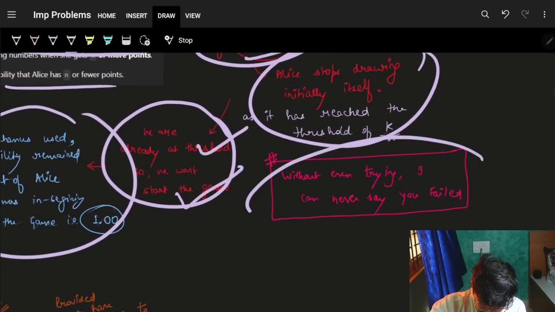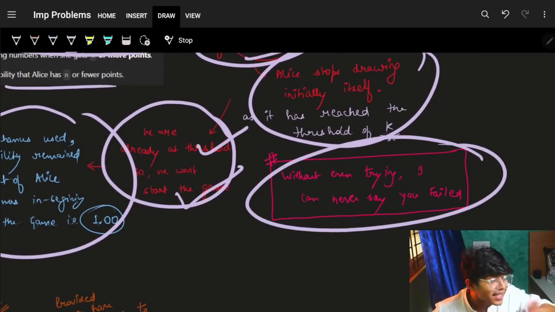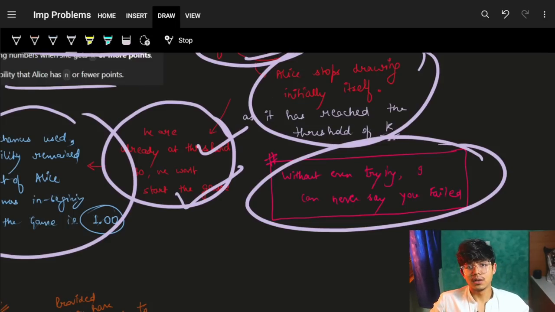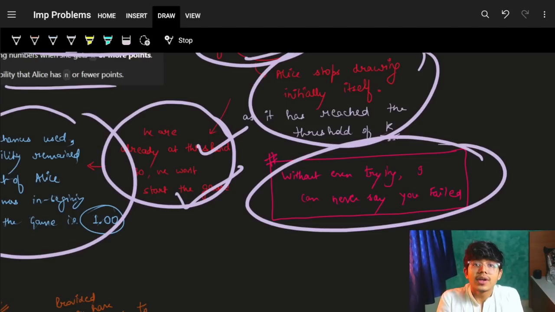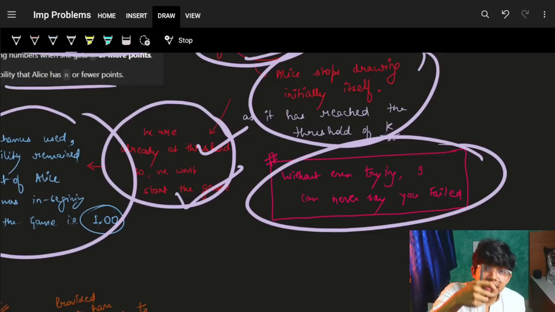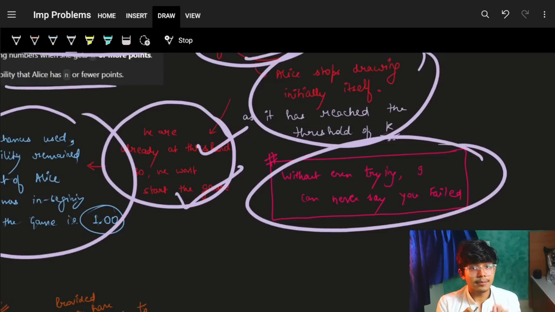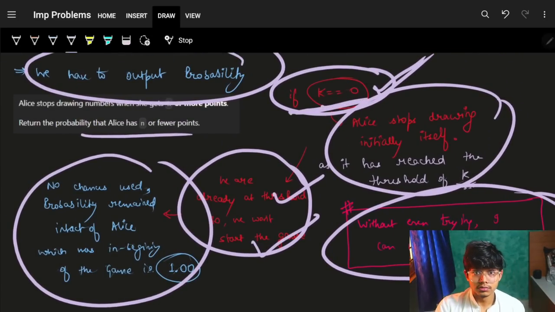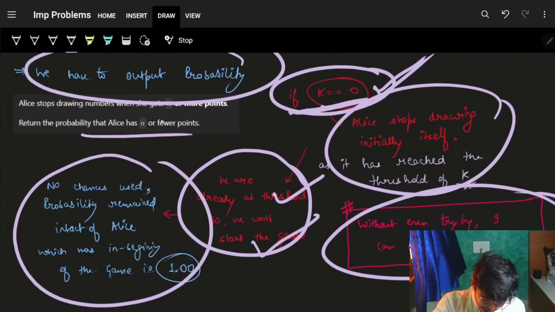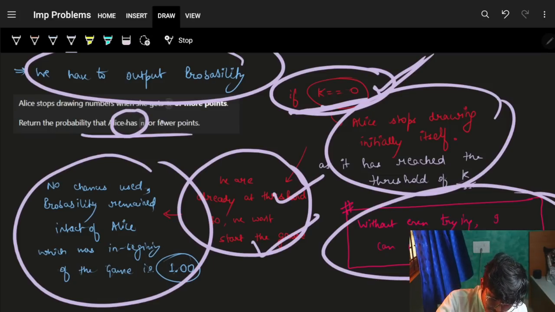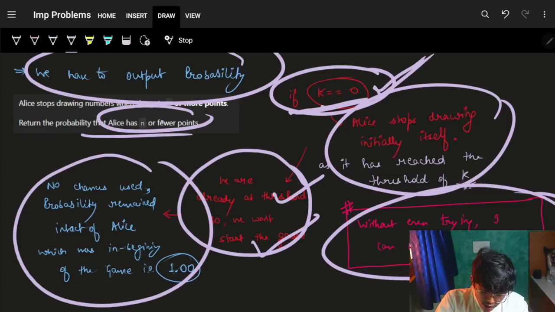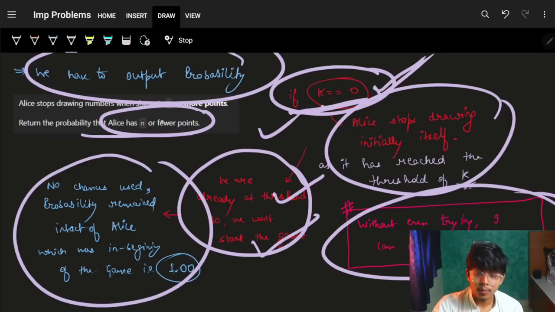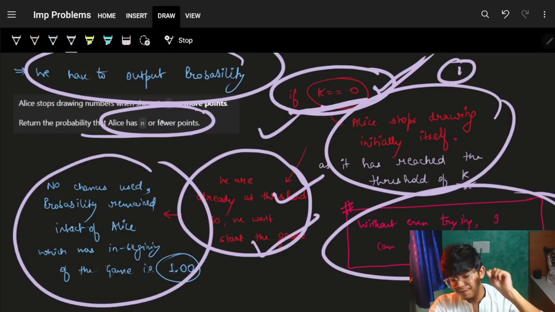Always consider that without even trying, you can never say that you failed. Which means, let's say I say, okay, I failed, but I did not even give the exam, how can I fail? That is the reason. If you just give the exam, then you can fail. Without giving the exam, I can't say you failed. That is the reason the probability at k equal to 0, for sure, she has no score at all. It was saying, okay, find the probability of n or fewer points. She has no points at all. But still, she was not even given the chance to start the game. That is the reason the probability at k equal to 0 is 1. It's a very, very important edge case.